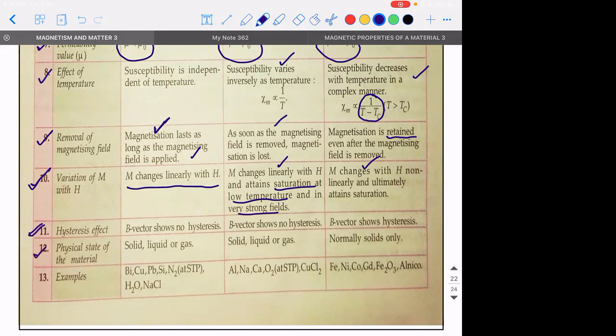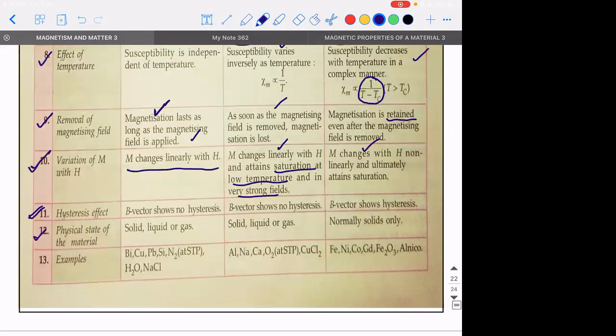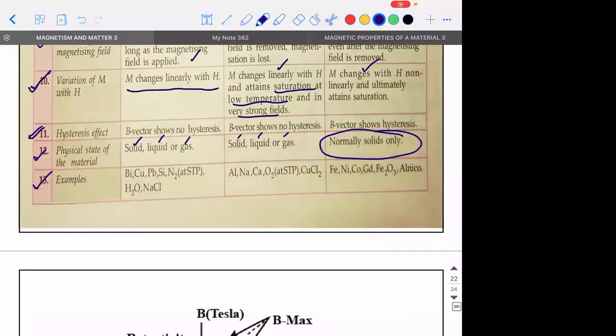Next is the physical state of the material. For a diamagnetic substance it can be solid, liquid, or gas. Here also it can be solid, liquid, or gas, whereas ferromagnetic substances are normally solids. And some examples are also given below. Clear, guys?